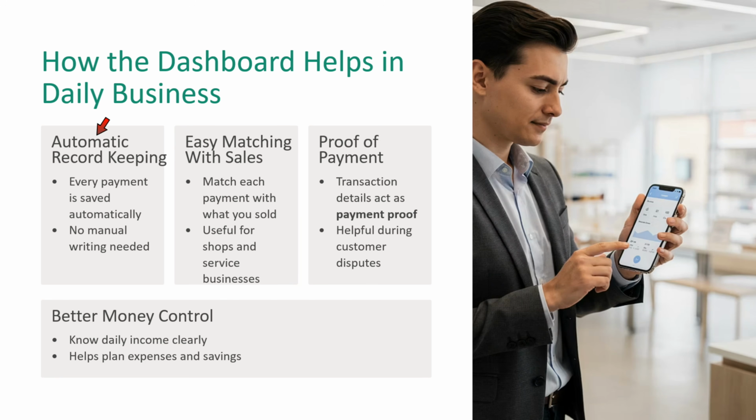First point, automatic record keeping. Every payment is saved automatically, no manual writing needed. Second point, easy matching with sales. Match each payment with what you sold. Useful for shops and service businesses. Third point, proof of payment. Transaction details act as a payment proof. Helpful during customer disputes. Fourth point, better money control. Know daily income clearly. Helps plan expenses and savings.